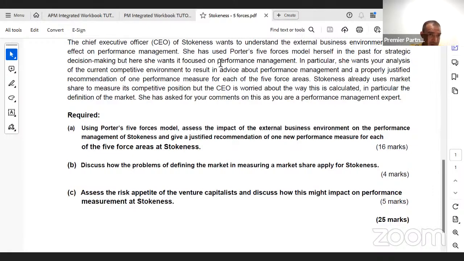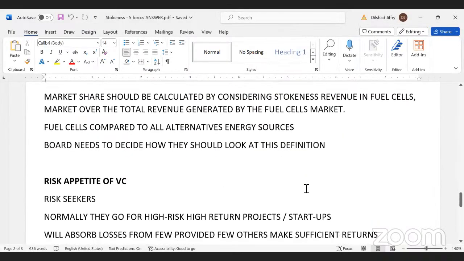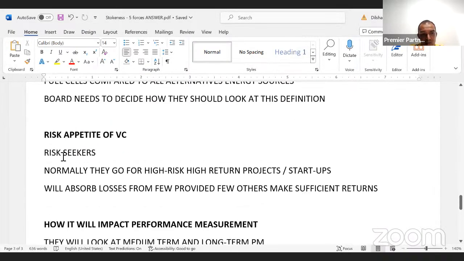There are three risk types: risk averse, risk neutral, risk taker. Exactly. Venture capitalists are risk seekers. Here, you need to explain these three points. They are high investment, high return expecting people.